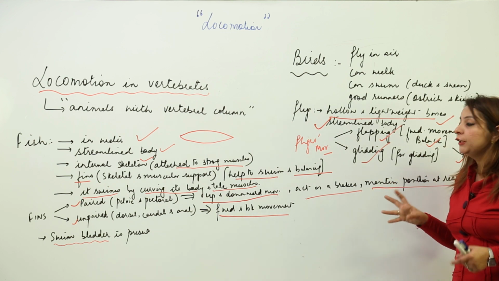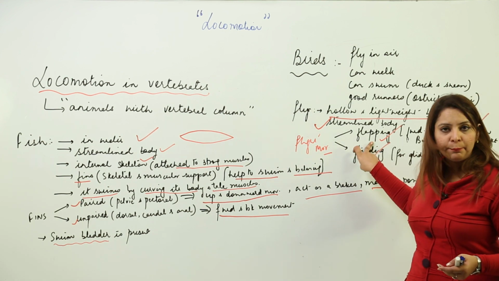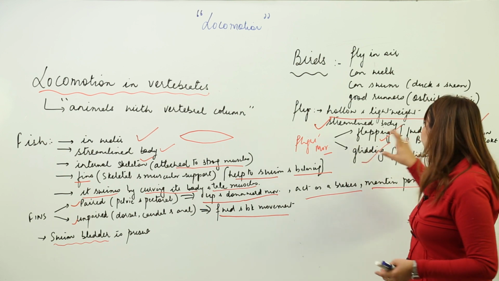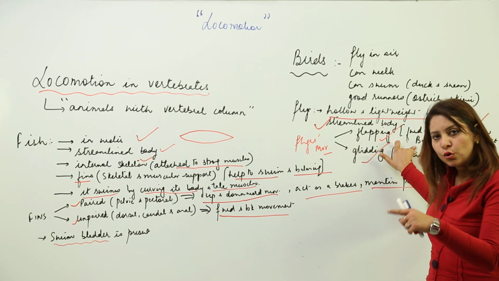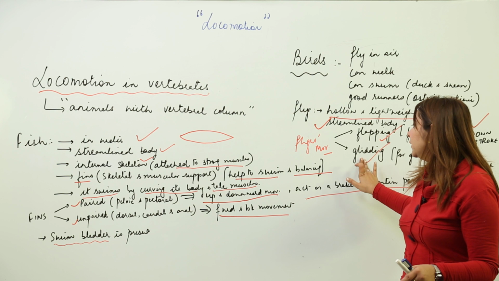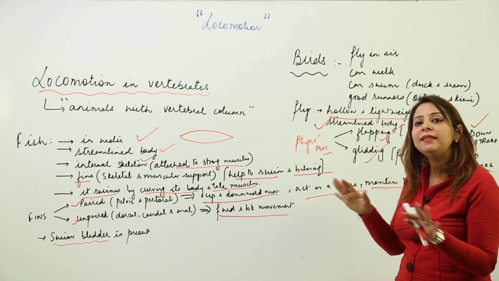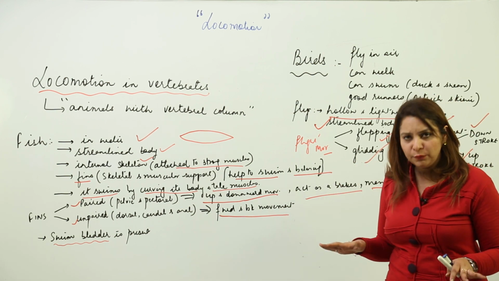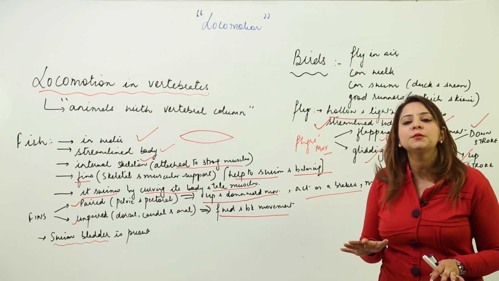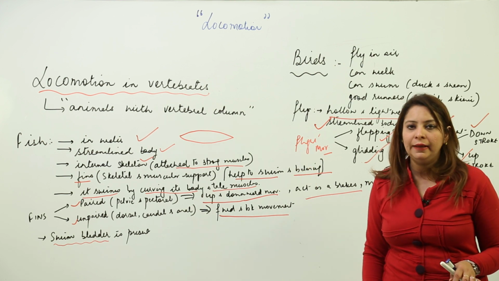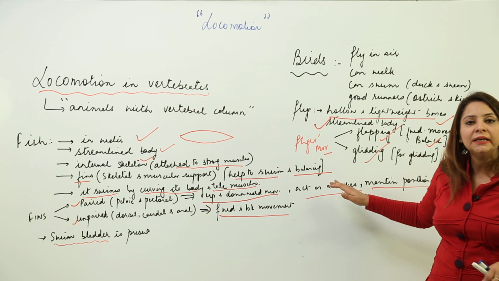So particularly two kinds of flight movements are there. One is flapping, which helps them to move forward and balance, that is the downstroke and the upstroke. And the other is gliding, in which the bird spreads its wings and flaps them only very occasionally, and it helps them to glide in the air. So this is the movement which we see in birds.